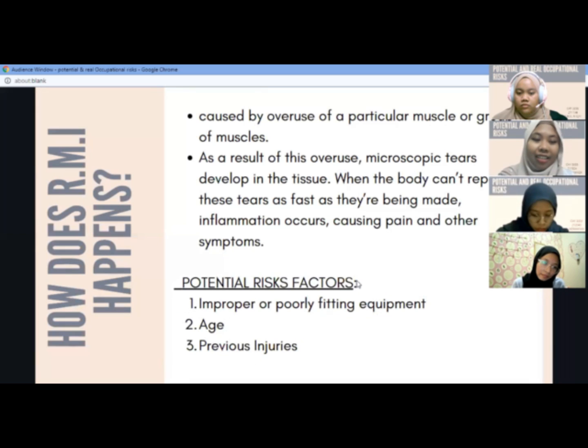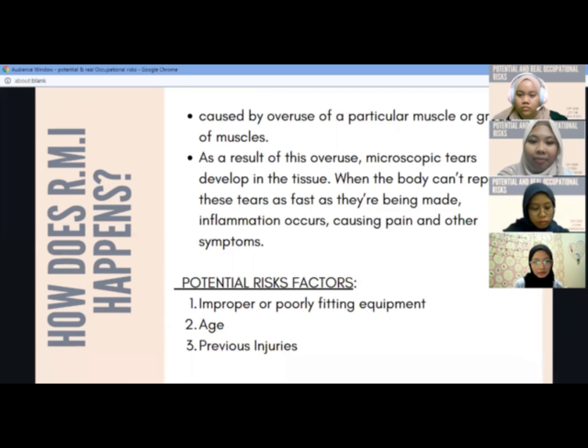Okay, how does repetitive motion injury happen? First, it can be caused by overuse of a particular muscle or group of muscles. As a result of this overuse, microscopic tears develop in the tissue. When the body can't repair these tears as fast as they are being made, inflammation occurs, causing pain and other symptoms.